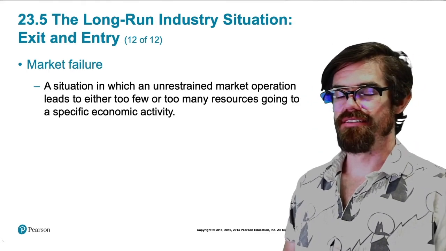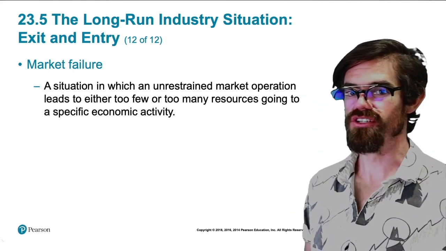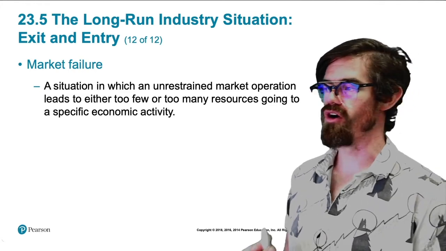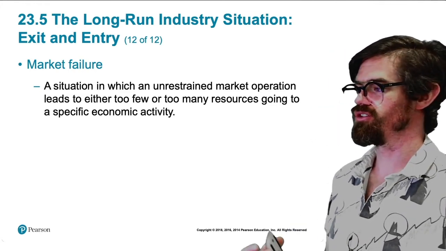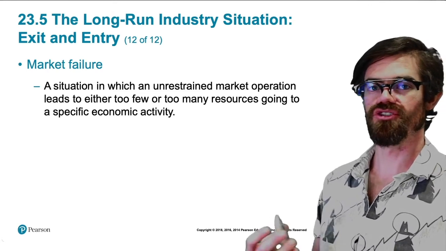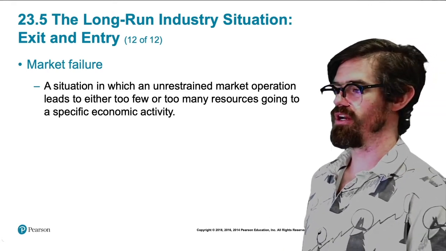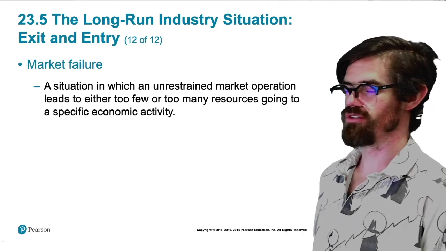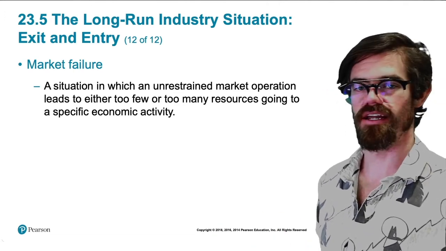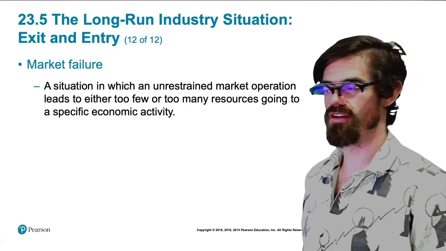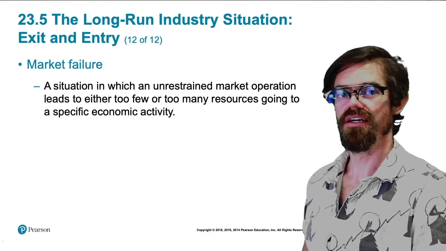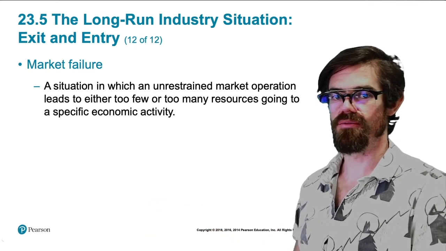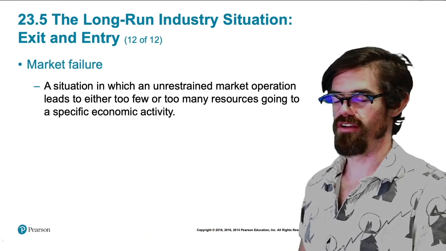Now, anytime that doesn't happen, we don't have an efficient allocation of resources, we call that a market failure. Okay, so this is any situation where unrestricted or unrestrained market operation leads to either too few resources or too many resources going to a specific economic activity. So market failure. And we're actually going to see that firms that are not perfectly competitive, in the following chapters, are examples of market failures.